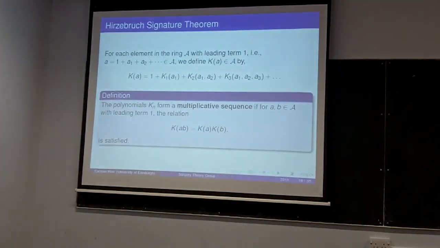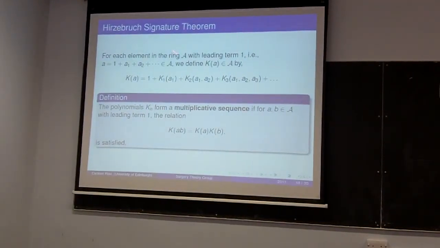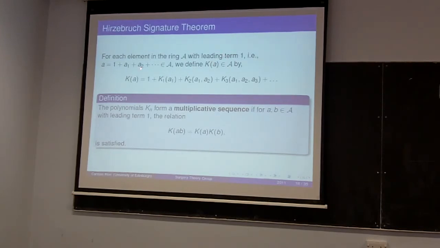And, well, here we have, for each element in the ring that I just mentioned, with leading term 1, we can define this element in the ring, and that element consists of the sum of these homogeneous polynomials of degree. So, as I said, here the A1 has degree 1, so here we have a polynomial of degree 1. Here A1 has degree 1, but A2 has already degree 2, so here we have another polynomial of degree 2, and so on.